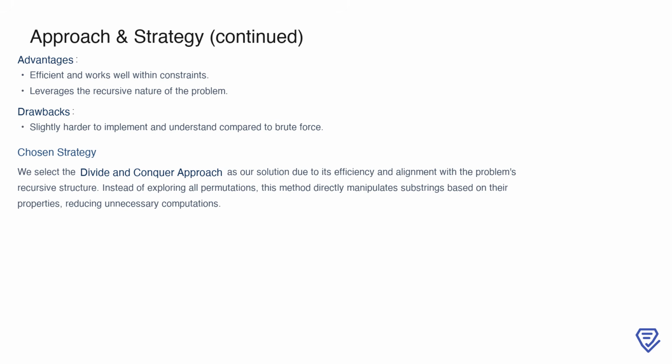Despite this, the divide and conquer approach aligns naturally with the problem's structure, making it a clear choice for solving the problem efficiently. Instead of brute forcing through potential solutions, this method works directly with the properties of the binary strings, reducing redundant computations and focusing only on the substrings that are relevant.